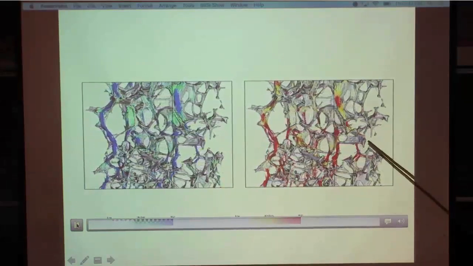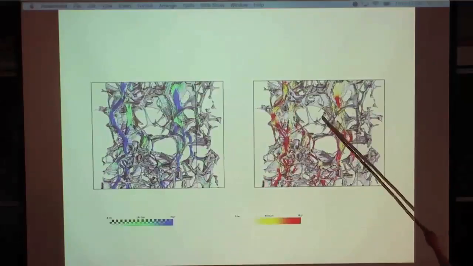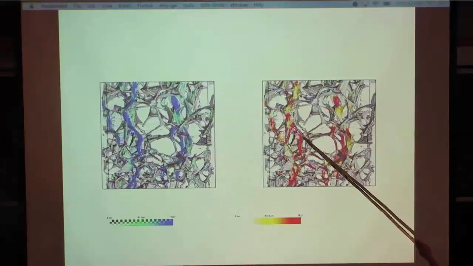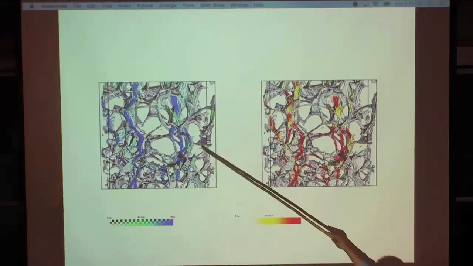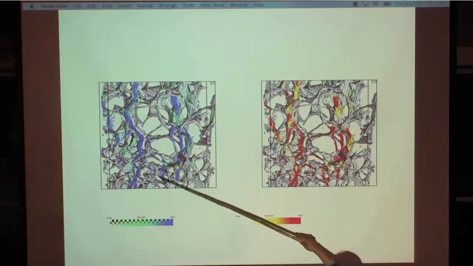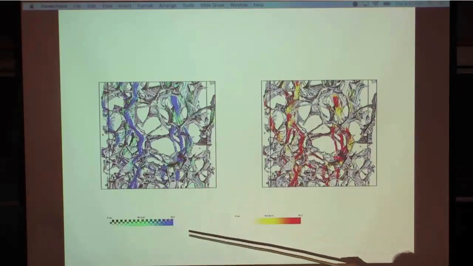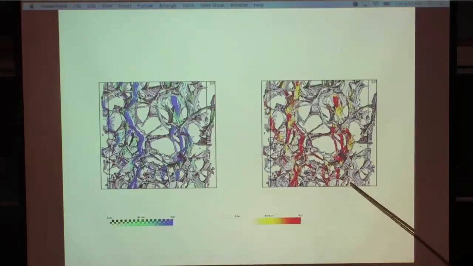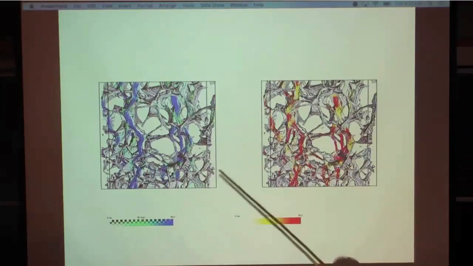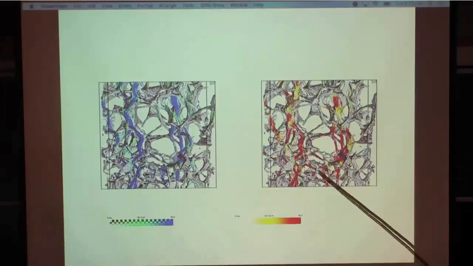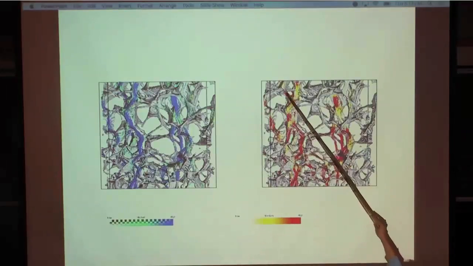So showing here again is a binarized image of the partially molten rock. What you get on the left is the fluid flux, that's green and blue. On the right is the electric current, that's red and yellow. The high flux is blue, and the high current is red, and the gray background is the melt network.